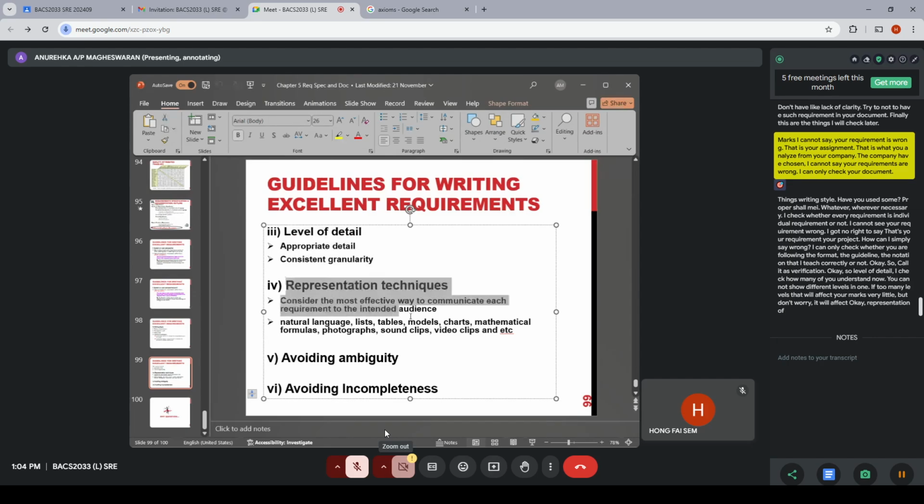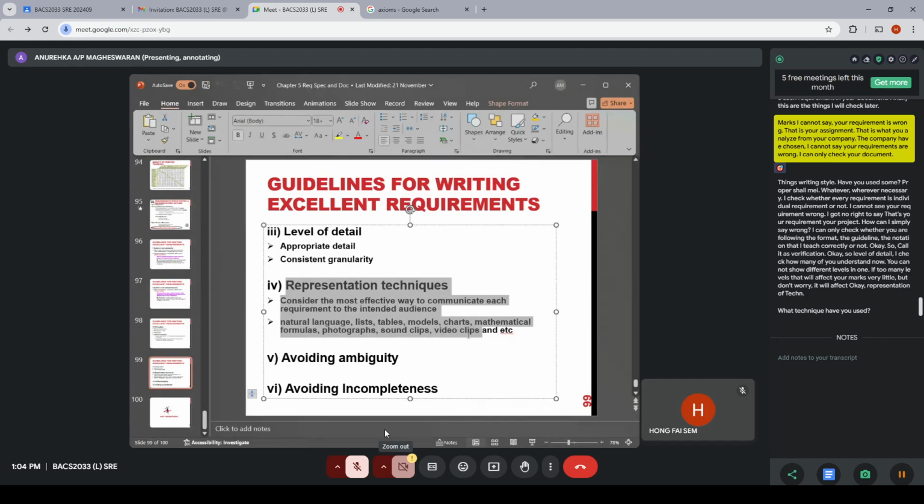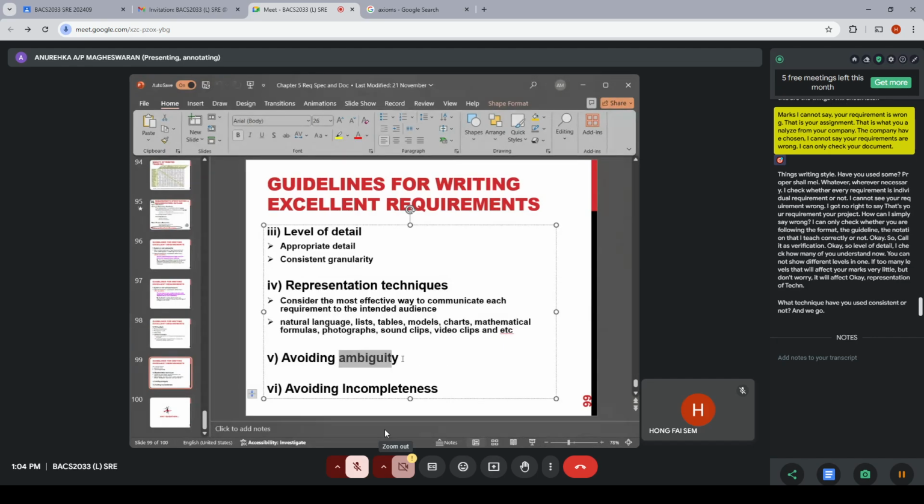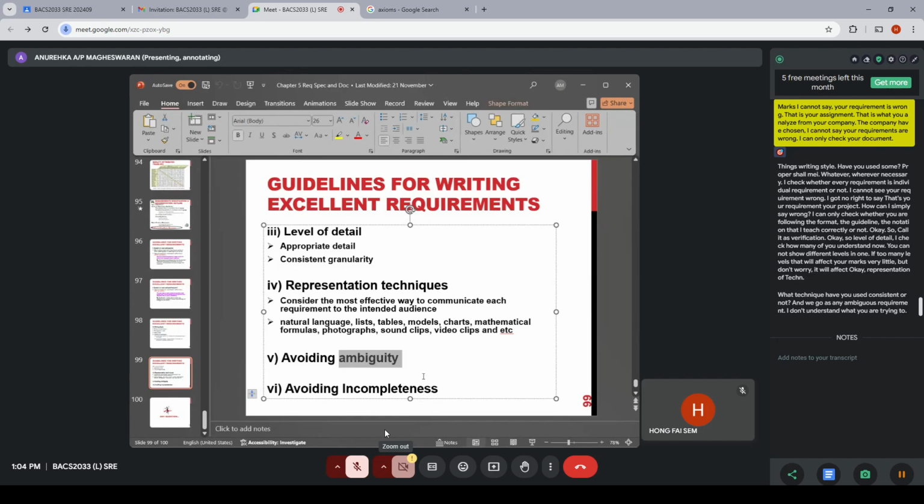Okay, representation of technique. What technique have you used? Consistent or not? Ambiguous, any ambiguous requirement. I don't understand what you are trying to say.